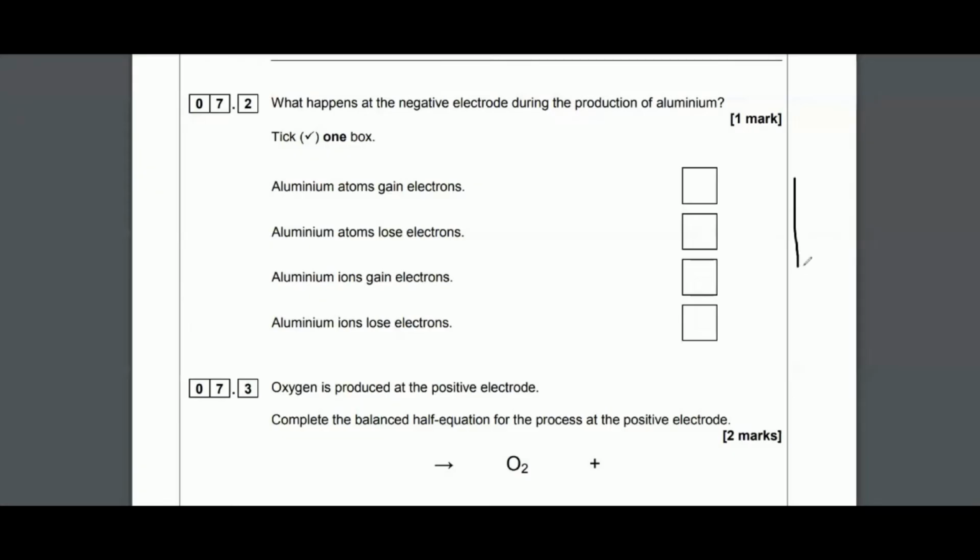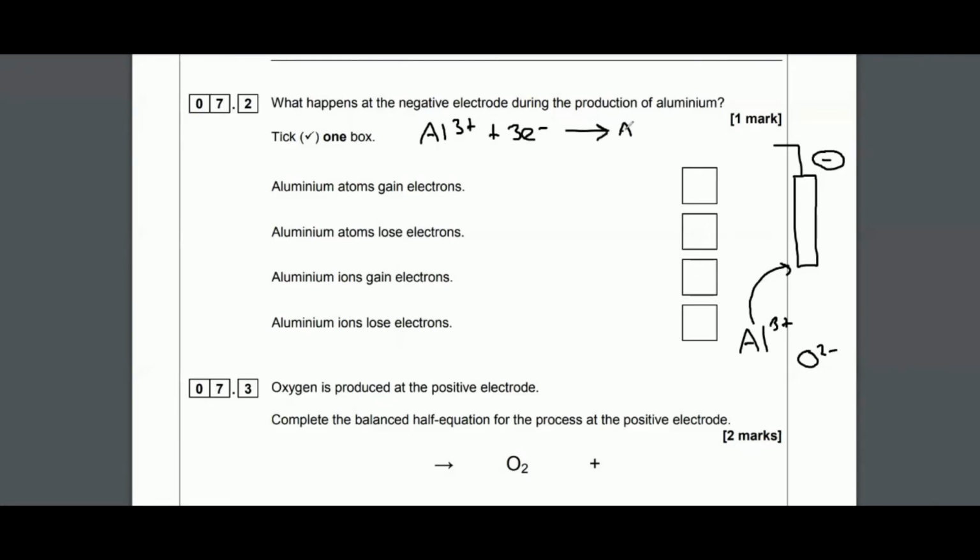7.2. What happens at the negative electrode in the production of aluminium? So at the negative electrode, the aluminium 3+ ions, because aluminium oxide is made of Al3+ and O2- ions. The Al3+ ions have an opposite charge, so are attracted to the negative electrode.